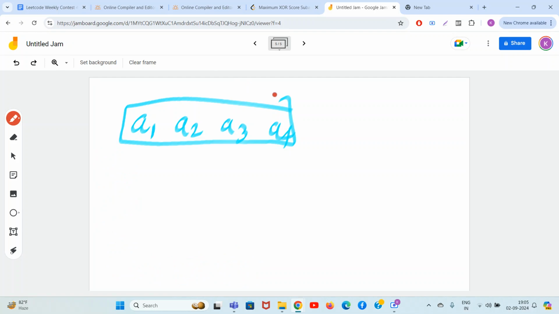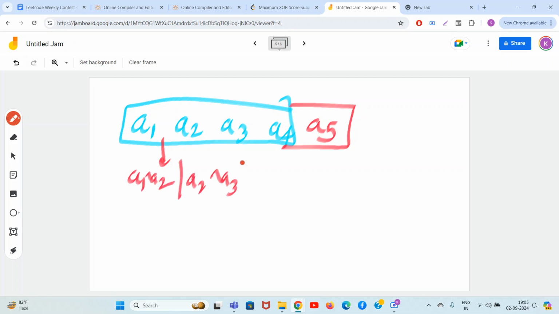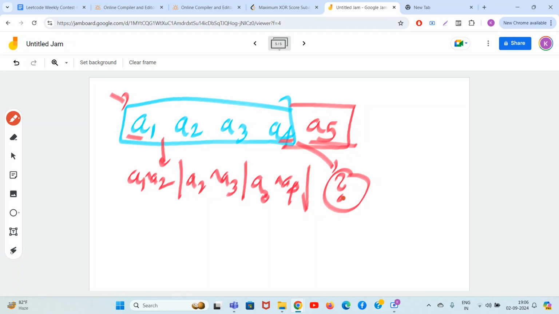Now guys, let's say I add an extra number A5 here. Now watch carefully what happens. First these guys will merge and it will look like A1 XOR A2, then A2 XOR A3, then A3 XOR A4, and then A4 XOR A5, which we mark with a question mark, whatever its value is, ignore it. Basically I'm showing you, if we know the answer from A1 to A4, we can find the answer of A1 to A5 in an instant. A new guy has come, A4 XOR A5, we don't know, let's just write it as question mark.